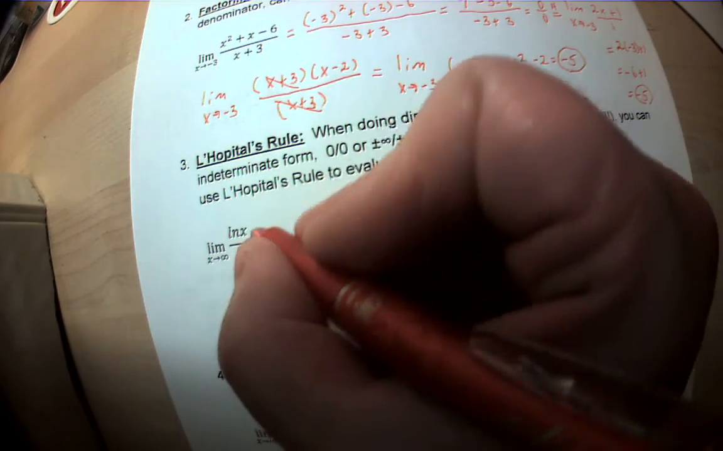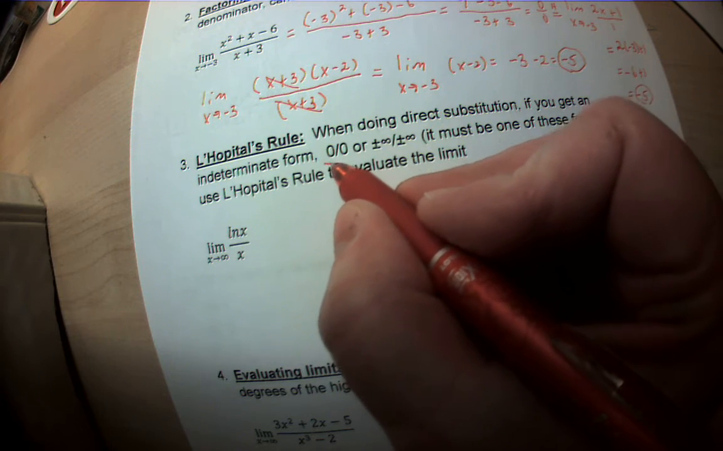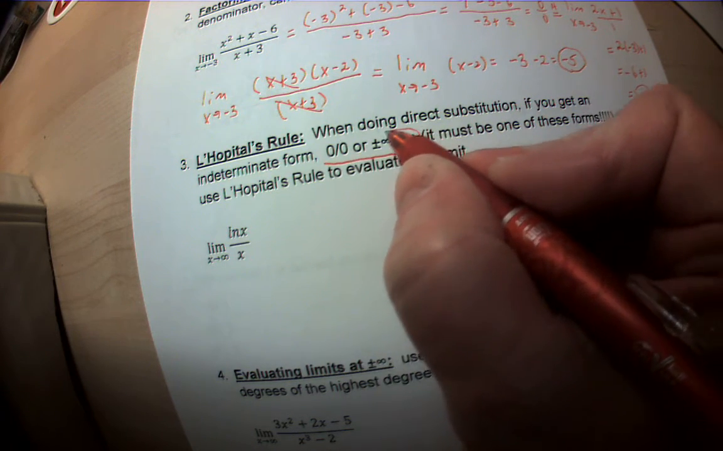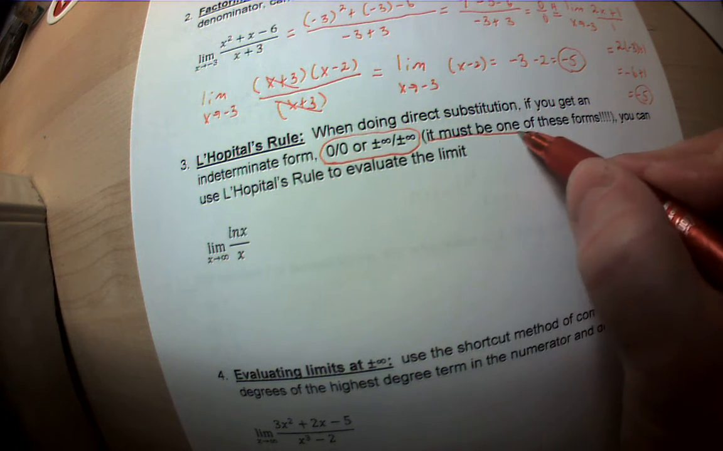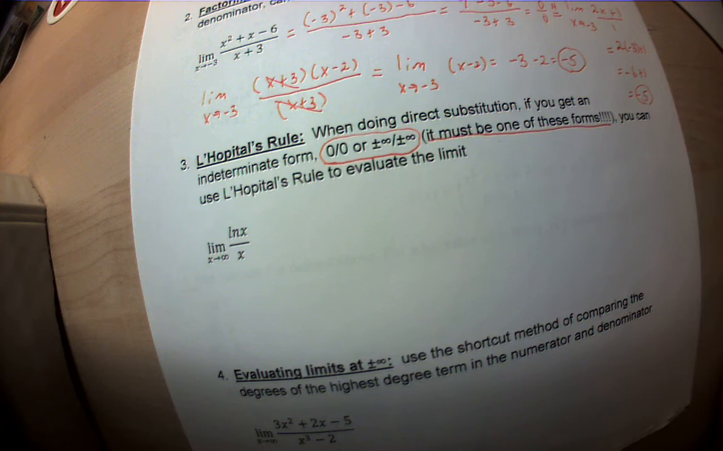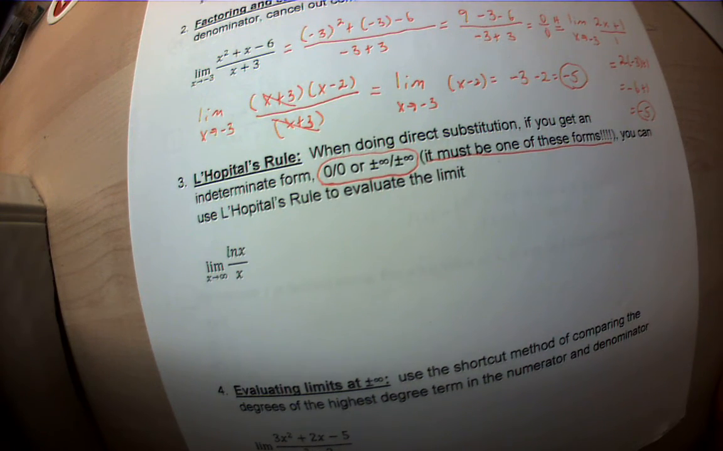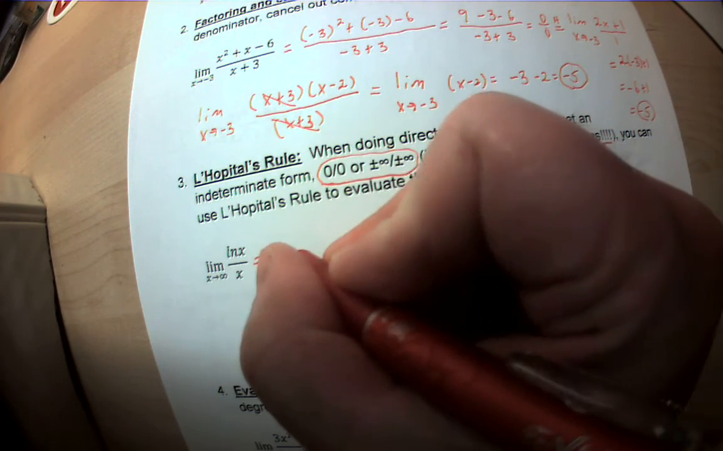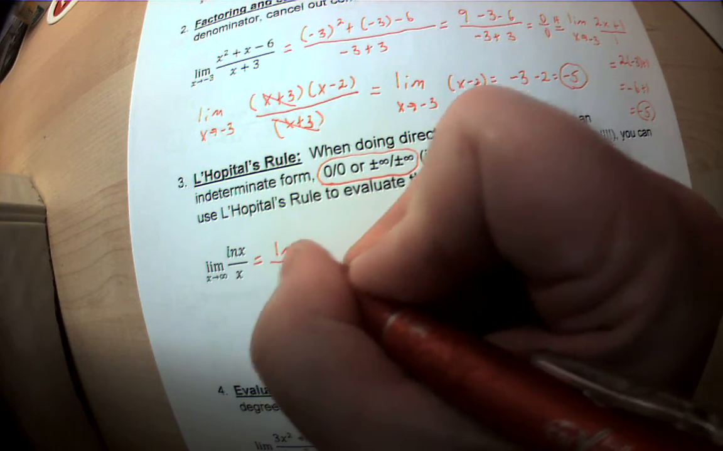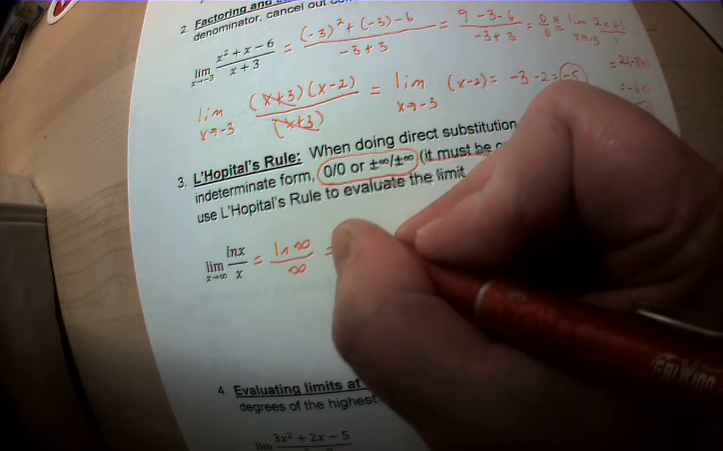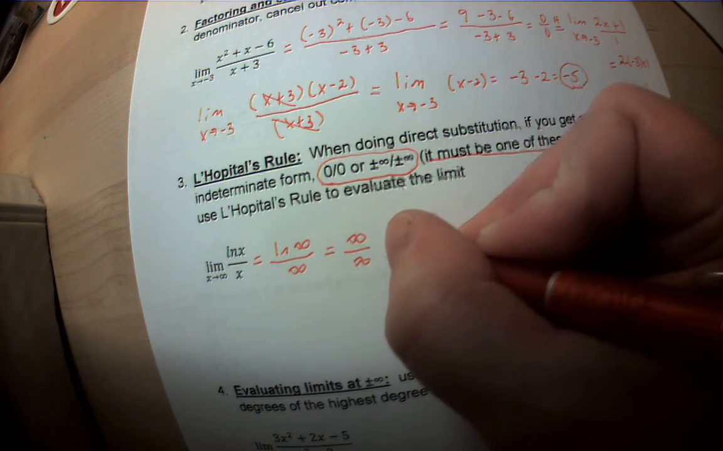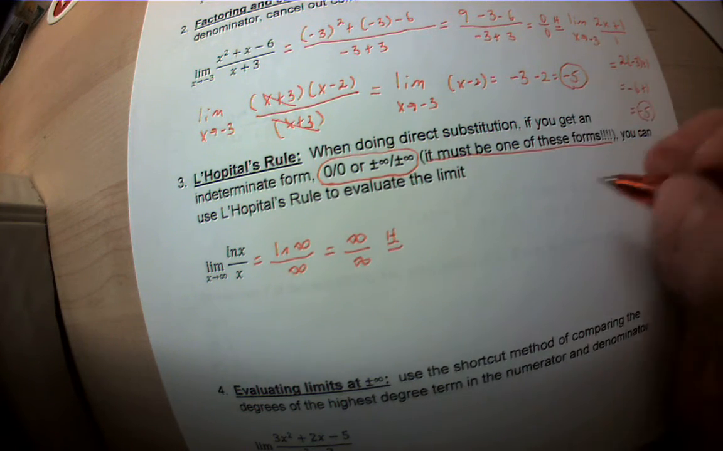But remember, for L'Hopital's rule to work, you've got to get 0 over 0 or infinity over infinity. If you don't get that, you cannot use this rule. It must be one of these forms. Okay? So if I plug it in, I get the natural log of infinity over infinity. The natural log of infinity is infinity. So I've got infinity over infinity. Now I can do L'Hopital's rule.